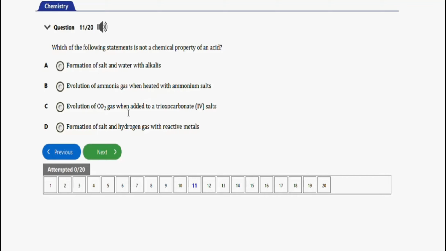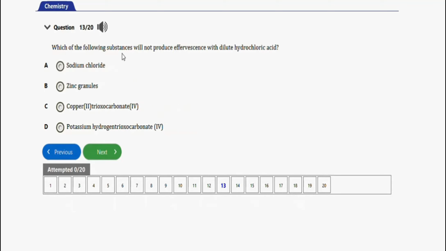Okay, next repeated question. It says which of the following substances will not produce effervescence with dilute hydrochloric acid? The right option here, this repeated question guys, will be option A, sodium chloride. Okay, so that's it for this question.